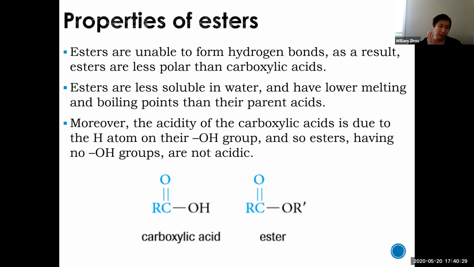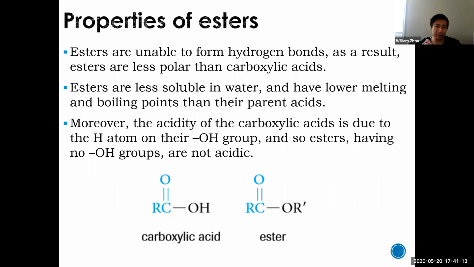Carboxylic acids can make hydrogen bonds because of the OH. But esters, they don't have an OH, so they're unable to make hydrogen bonds, but they are polar. It's just that compared to a carboxylic acid, it is less polar. That means it has weaker intermolecular forces compared to an acid, but still stronger intermolecular forces compared to a non-polar substance. And also compared to carboxylic acid, it is less soluble in water because it lacks the ability to do hydrogen bonding with the water. Same thing with the melting and boiling point, lower than the acids because you lost the ability to do hydrogen bonding.